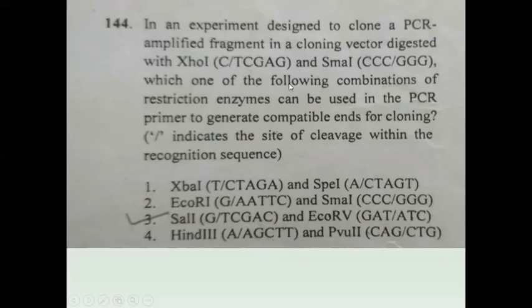So, as I told in that diagram, that one end was cut with a staggered cut and another end was cut with a blunt cut. So similarly, in this they are also telling the same. Now they want to know what primer we have to cut with which enzyme to get a compatible end which will ligate with the vector backbone.